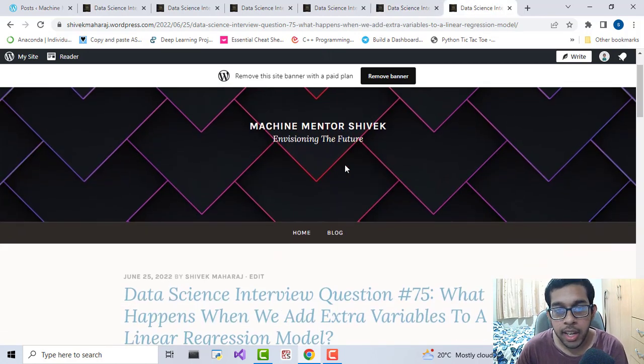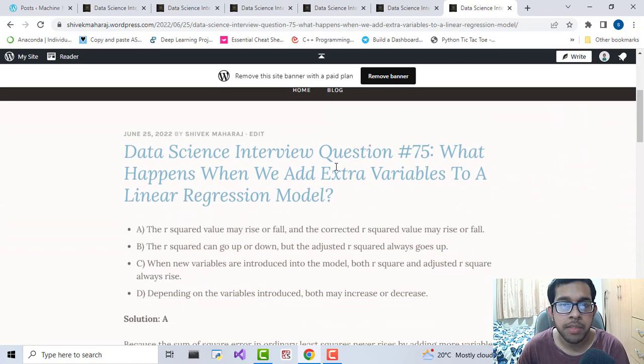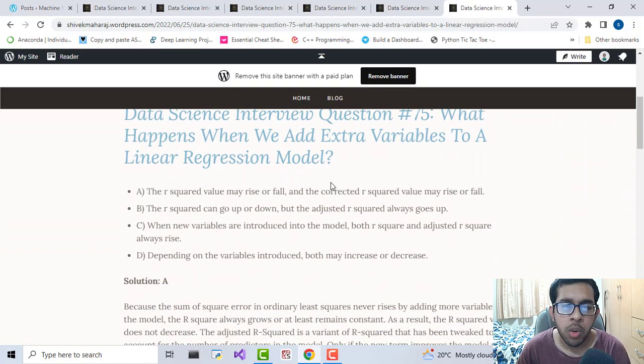The last question and answer for this tutorial series, guys. What happens when we add extra variables to a linear regression model? A. The R squared value may rise or fall and the corrected R squared value may rise or fall. B. The R squared value can go up or down, but the adjusted R squared value always goes up. C. When new variables are introduced into the model, both R square and adjusted R square always rise. Or D. Depending on the variables introduced, both may increase or decrease.